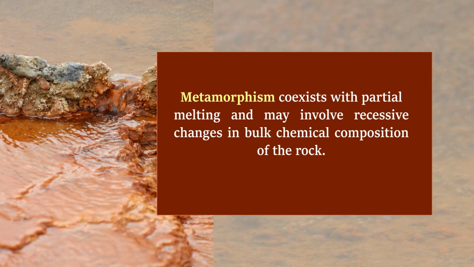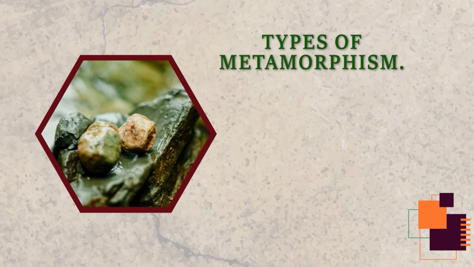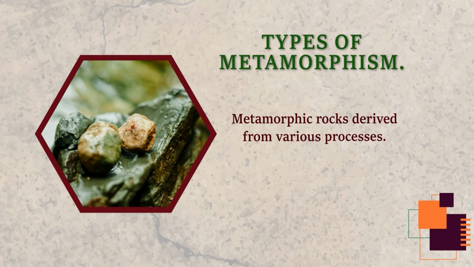Metamorphism coexists with partial melting and may involve recessive changes in bulk chemical composition of the rock. The term metasomatism is applied if changes in bulk composition is the dominant metamorphic process. Here, there are types of metamorphism. Rocks derived from various processes are called metamorphic rocks, but there are different types of metamorphism.